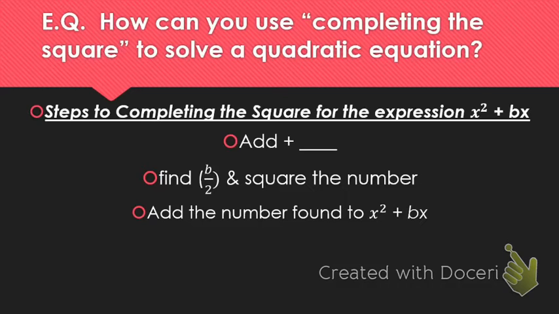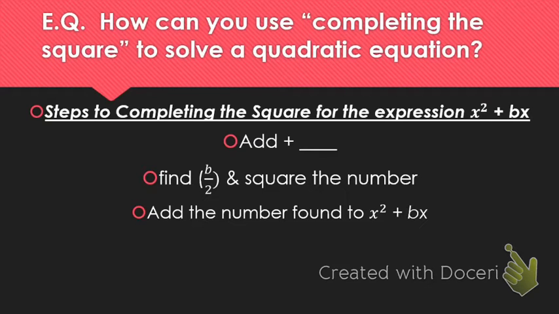Now, the essential question says, how can you use completing the square to solve a quadratic equation? These are the steps to completing the square for the expression x squared plus bx. Why is this an expression and not an equation? What's missing? There's no equal sign, all right? But do you see the x squared? Here's the x squared. This makes it quadratic.